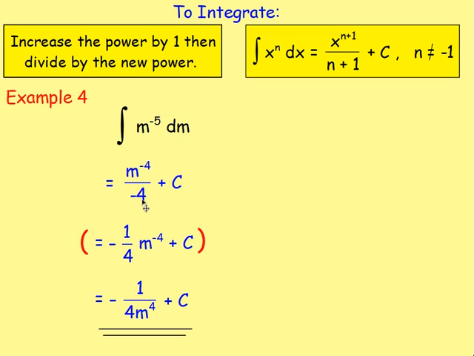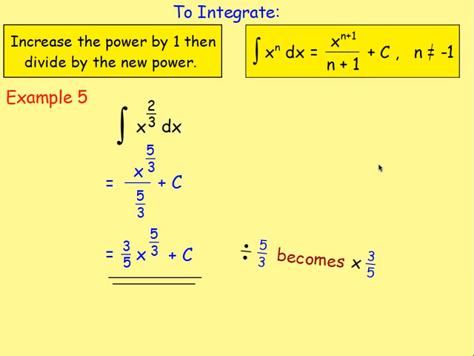A lot of the time, if you have to evaluate that, if you're given the value of m, working out a number to the power of negative 4 is sometimes confusing. So you may wish to write it with a positive index. Taking the negative to the side, I would move the m to the power of negative 4 down, making it m to the power of 4. So that's negative 1/4, and then you've got 4m to the power of 4 just on the bottom. And remember your plus c.